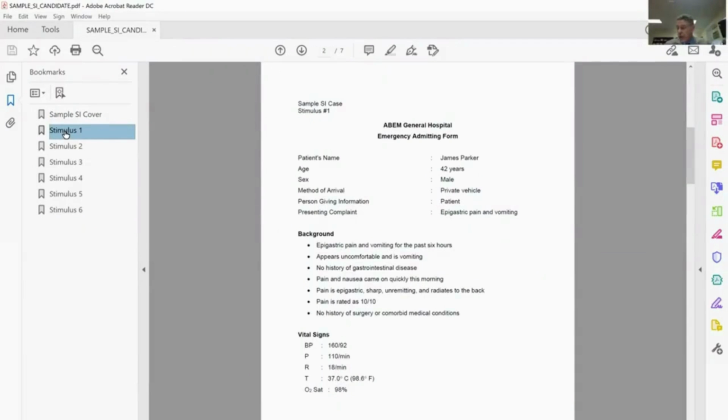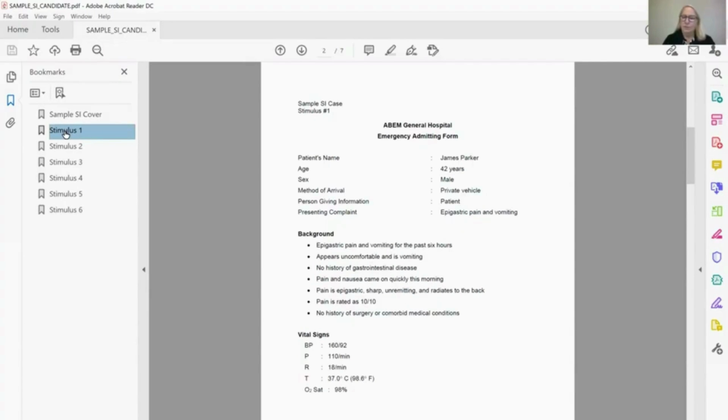Based on this presentation, what additional historical information would you want to ask the patient? Well, I'd want to confirm that, in fact, he's never had any symptoms like this before. He has no history of gastrointestinal disease, but never anything like this before. I'd want to know about his past medical history, particularly a history of hypertension, since he's a little hypertensive here, and if he truly takes any medications.